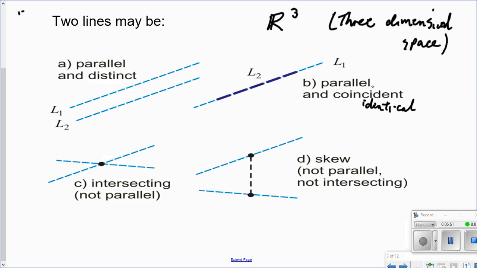So if you have a 90-degree perpendicular angle between your two pencils, then you might have the situation where you're going to have skew pencils, or skew lines.